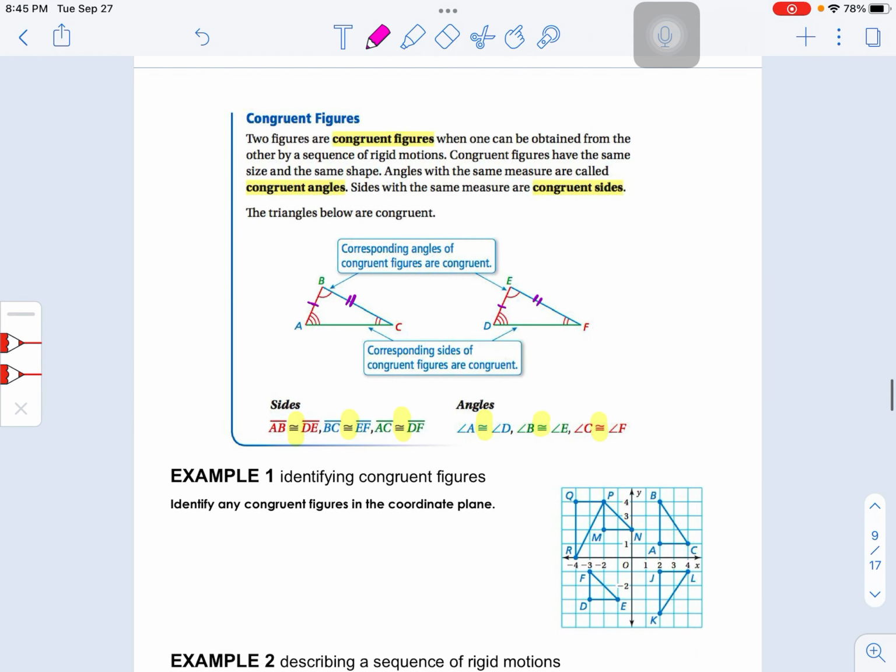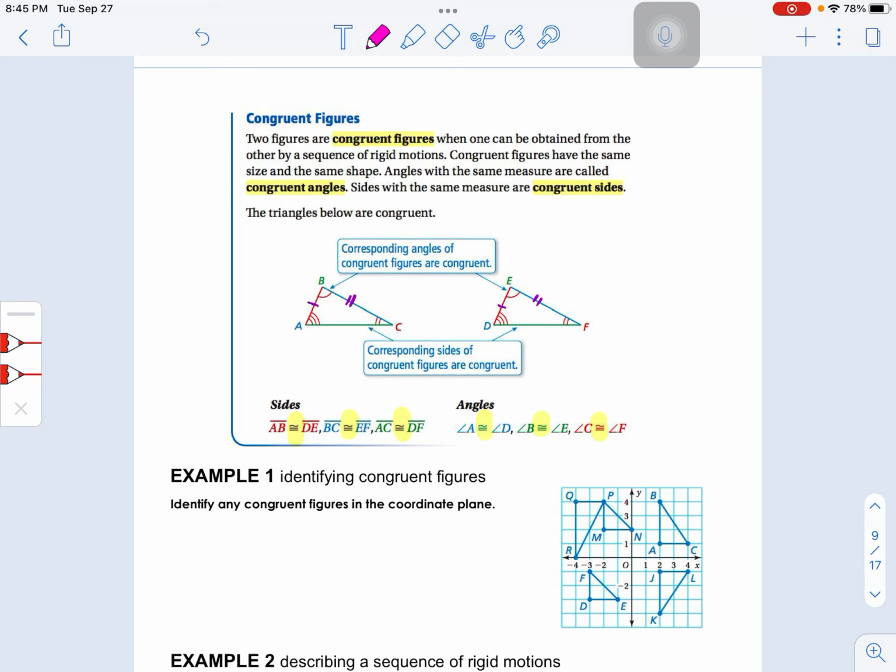All right, so congruent figures: two figures are congruent when one can be obtained from the other by a sequence of rigid motions. Congruent figures have the same size and same shape. Angles with the same measure are called congruent angles, and sides with the same measure are called congruent sides. The two triangles below are congruent. The corresponding angles of congruent figures are marked with the same angle measure.